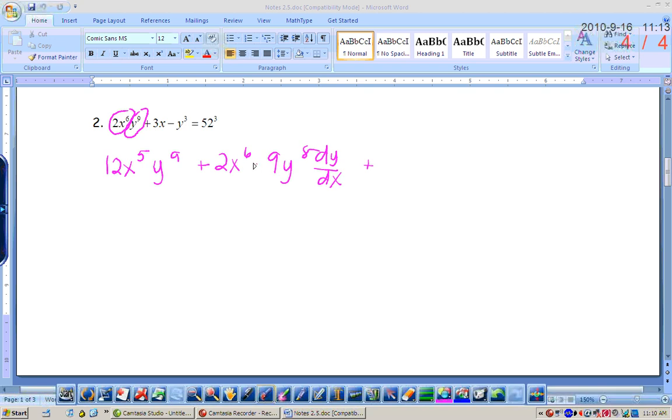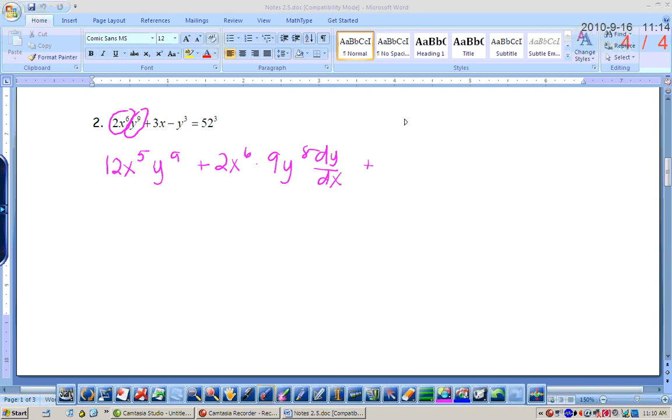Only if this had been a plus sign between the 2x to the 6th and the 9y to the 8th dy dx. It's all multiplied together. Like if you have 2 times 3 times 4, that's 24. You don't multiply the 2 times the 4 and the 3 times the 4. It's just all multiplied together. So no, you can't really think about it as distributing it.